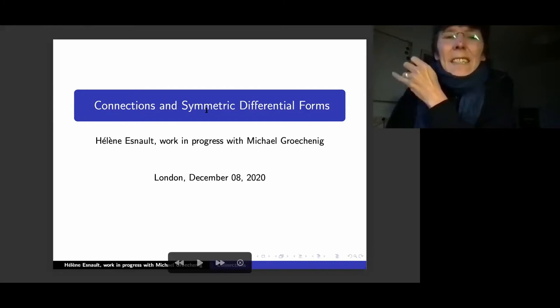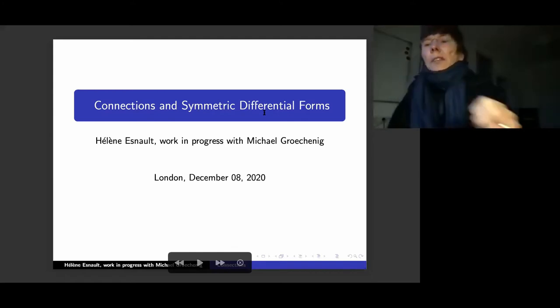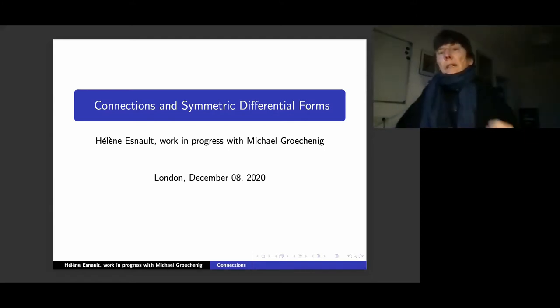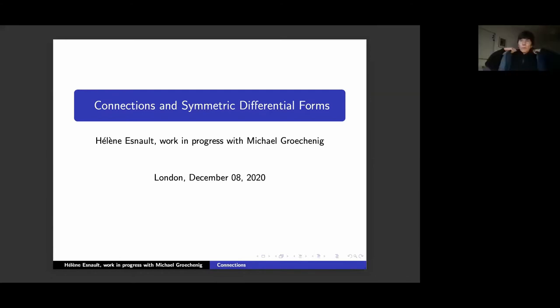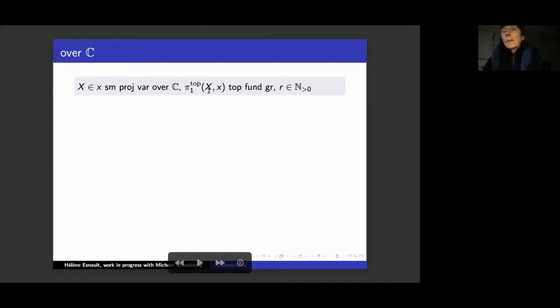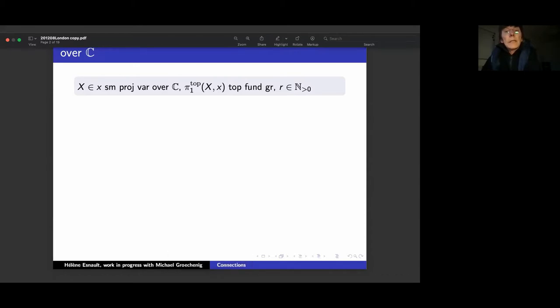So the title is Connections and Symmetric Differential Forms. Connections are going to be understood as we usually do in algebraic geometry. We first start over the field of complex numbers, because this is where the motivation is coming from. So X is a smooth quasi-projective variety, I apologize.